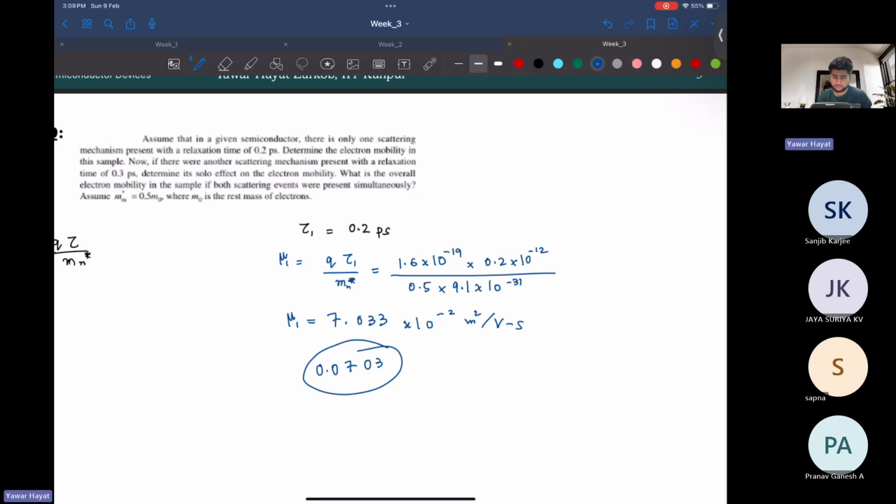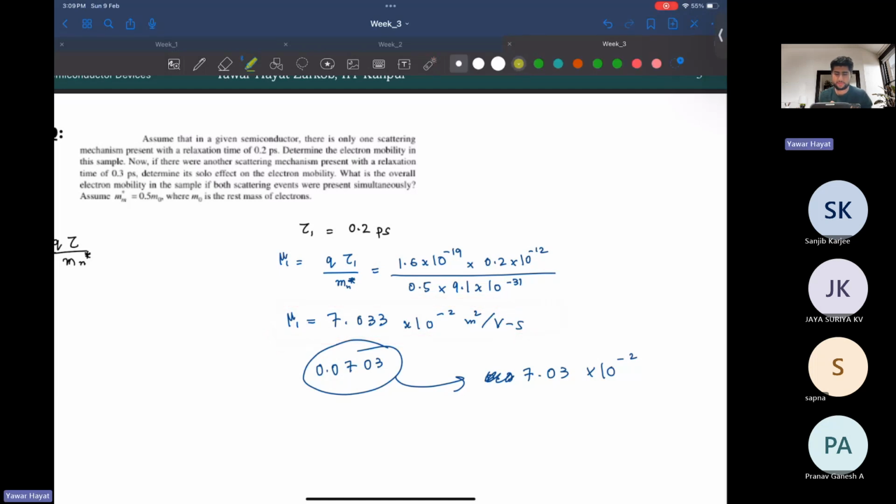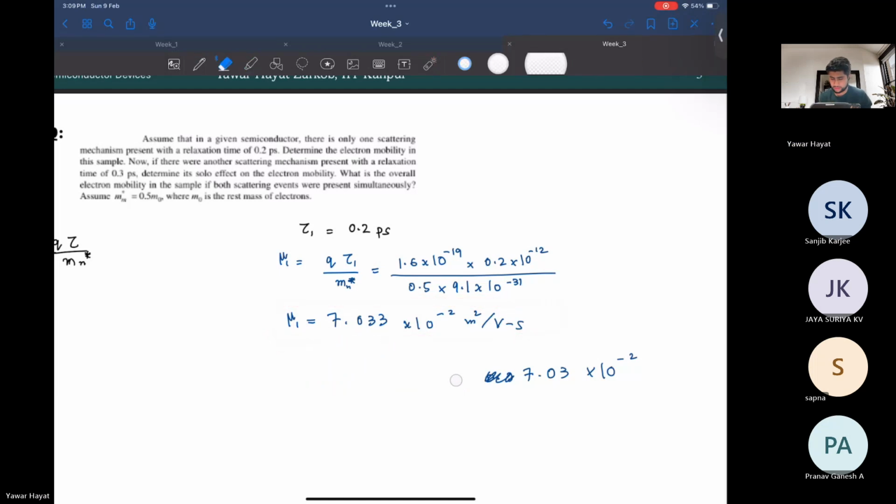Fine. And we can express this as 7.03 into 10 to the power minus 2. That is what I wrote. So both are the same, okay? Now, since we express mobility in terms of centimeter square per volt second, if we do the unit conversion, what is the answer that you'll get?